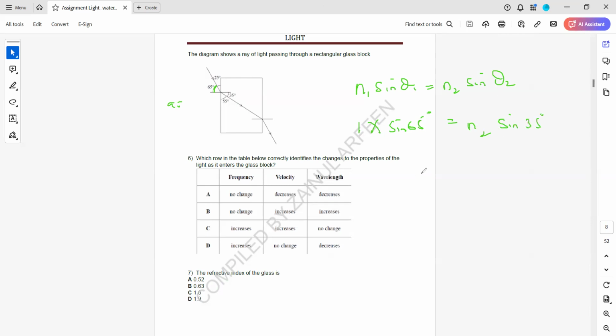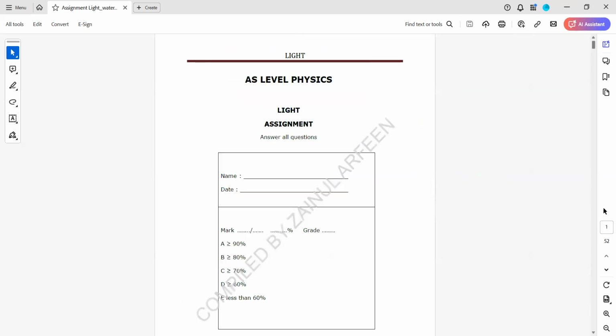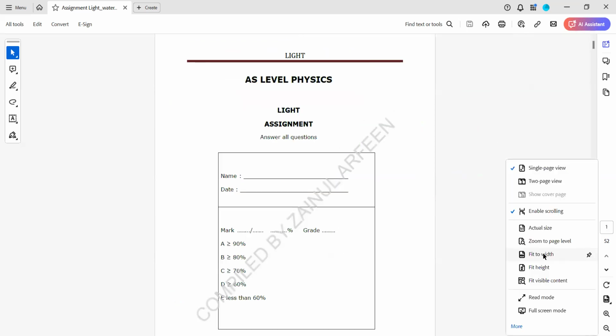So we put 35. So it will be sine 65 divided by sine 35. That will be the refractive index of the glass, which is 1.6. And obviously A and B are totally wrong because they are less than 1. Air has a refractive index of 1. As the others cause a greater change in speed, they should have a higher refractive index. So these are some questions from the assignment on light.